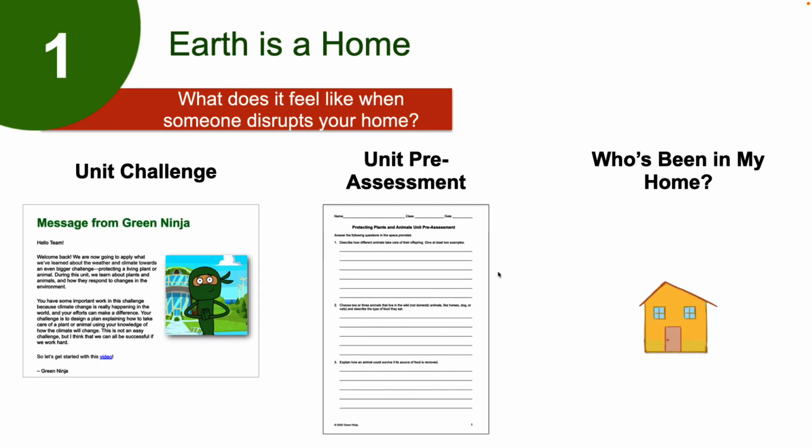Before we get into physical models, we start the chapter focusing in on why we want to learn something new. In Lesson 1, the Green Ninja introduces the unit challenge. Then, students take a unit pre-assessment to share what they already know about the unit's concepts. And since the unit challenge is to protect a species from the effects of climate change, we want to build empathy for the situation that plants and animals are in. We make an analogy that the Earth is a home, and we ask students to consider, what does it feel like when someone disrupts your home?